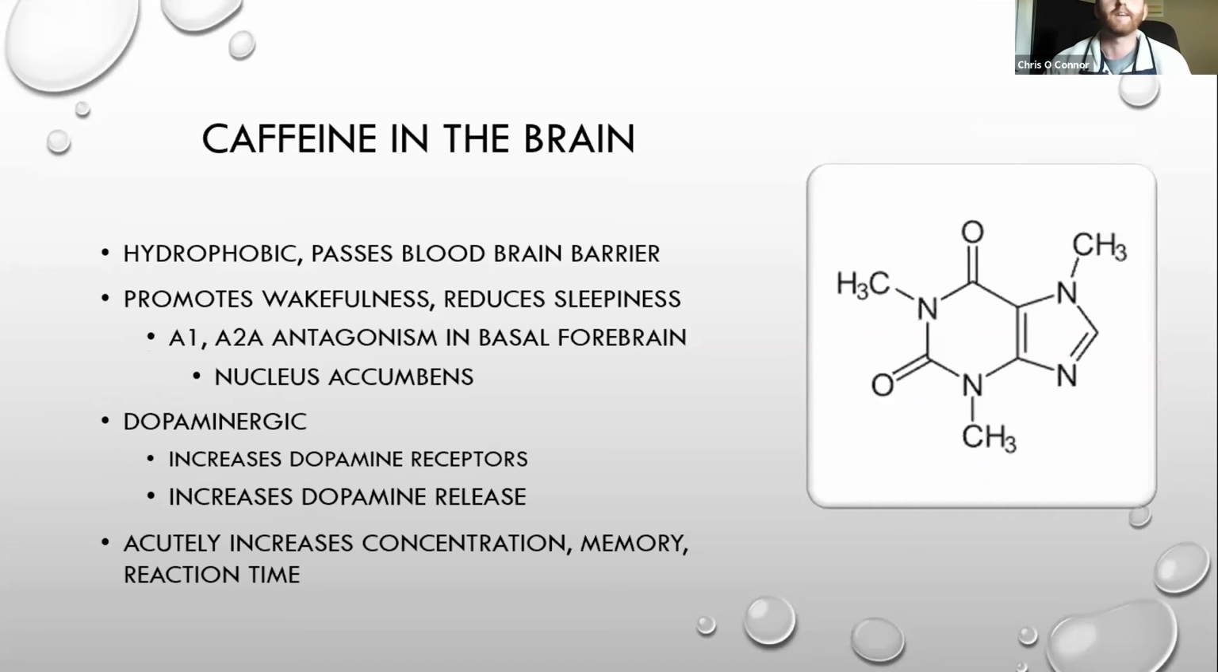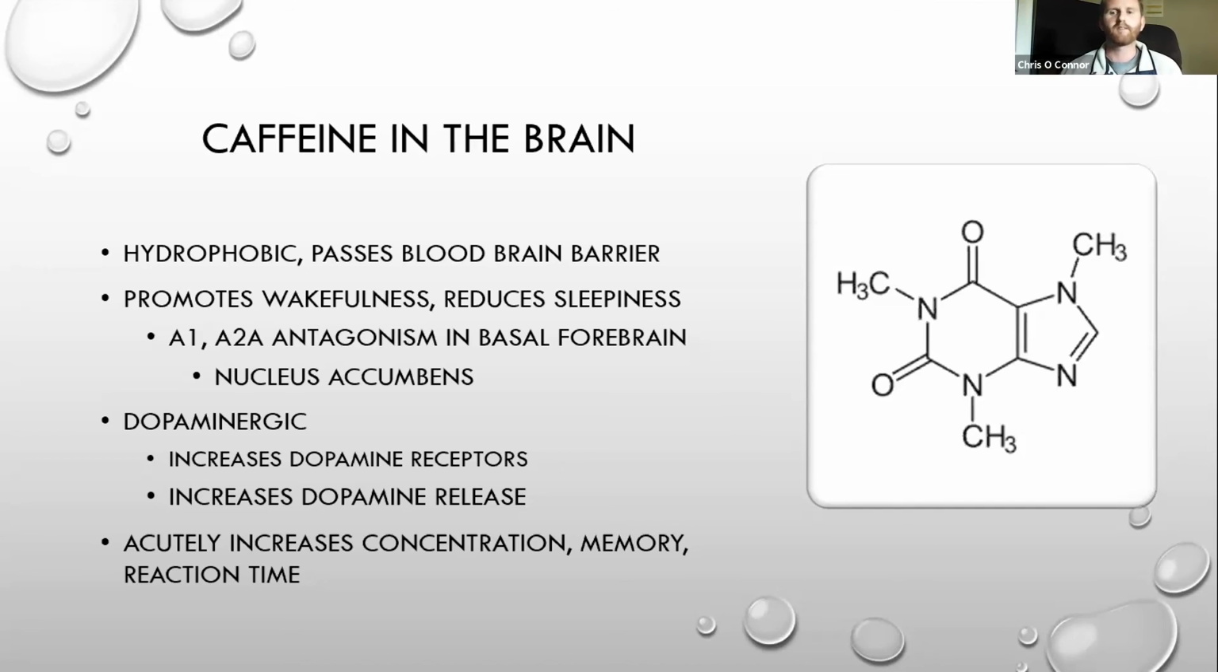So caffeine in the brain. Caffeine is hydrophobic, so it passes the blood-brain barrier with ease. It promotes wakefulness and reduces sleepiness. That's the awake feeling we get from it. It binds to the A1 and A2A receptors in your basal forebrain, most notably the nucleus accumbens, which is part of your basal forebrain. The nucleus accumbens is involved with the reward and motivational centers of your brain. It's dopaminergic, so it's going to increase the amount of dopamine receptors and increase dopamine release, specifically in the nucleus accumbens, and that's going to make you feel more awake, as well as those other basal forebrain areas.